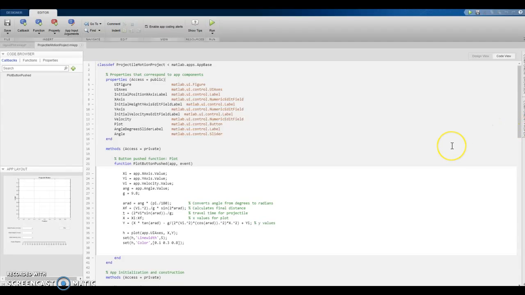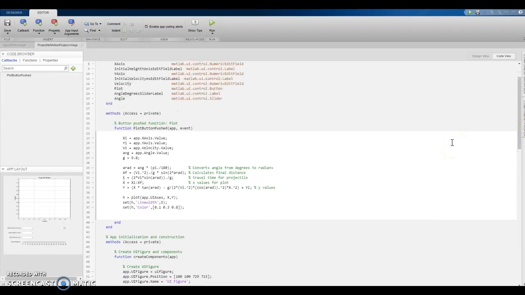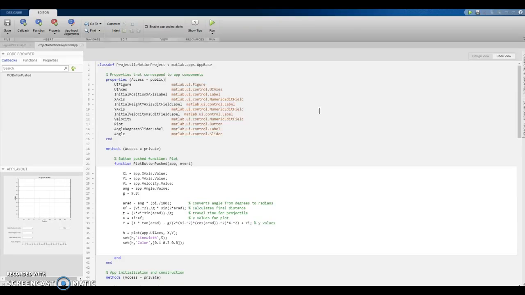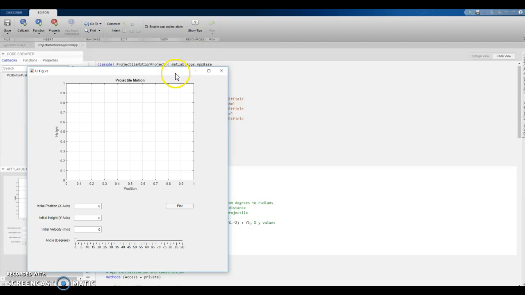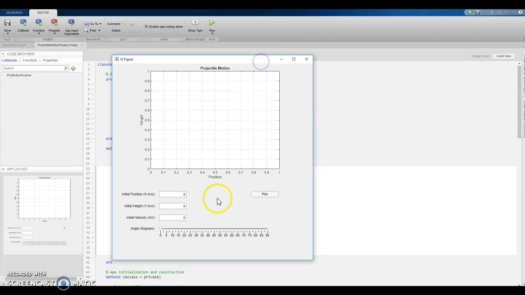This is the code that I have written out, just this portion. The rest is already done automatically with the app designer. So when we run it, it gives us this figure for projectile motion.